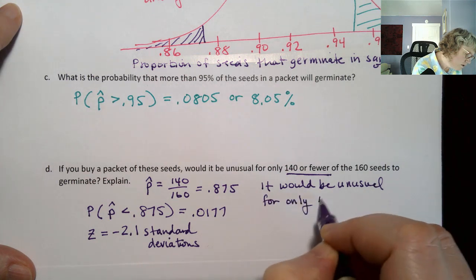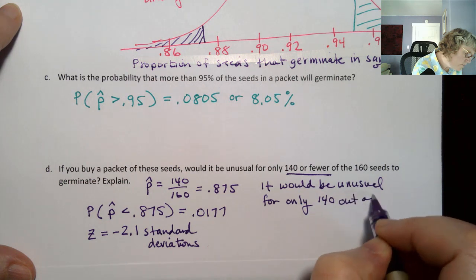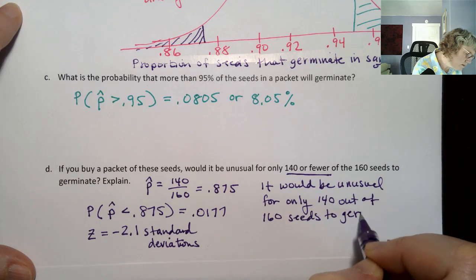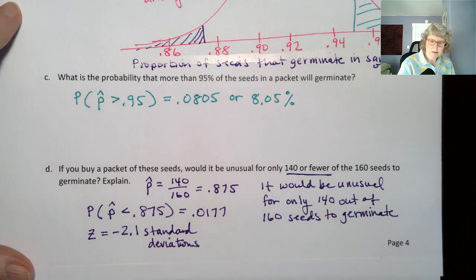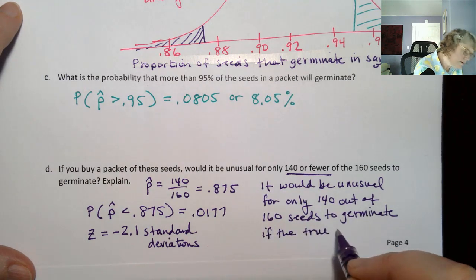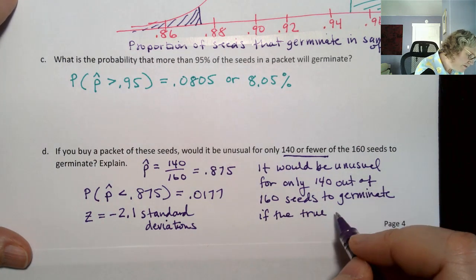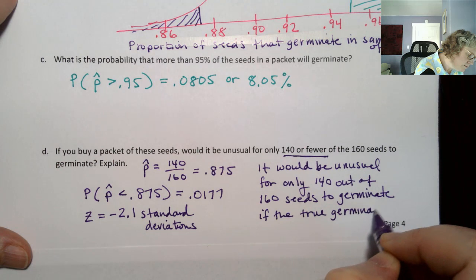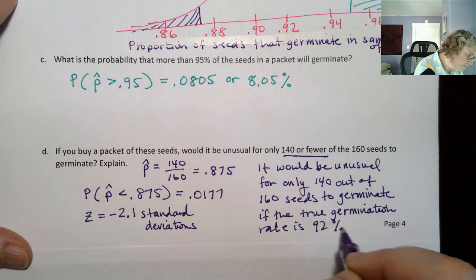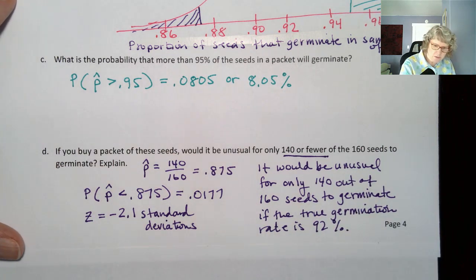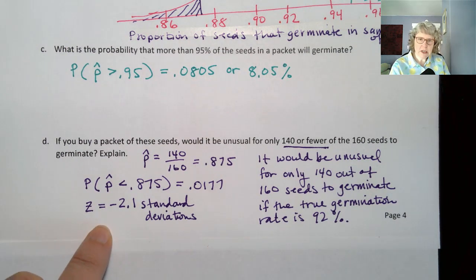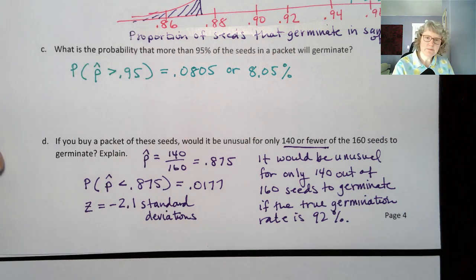for only 140 out of 160 seeds to germinate if the true germination rate is 92%. This might remind you of hypothesis testing. Okay, so something is off, and we could explain further that it's more than 2 standard deviations from the mean, or it's a very small probability.